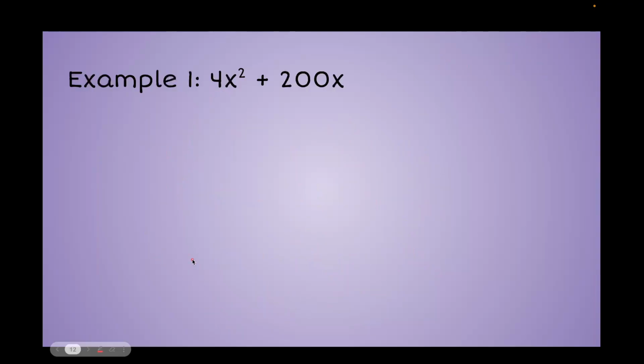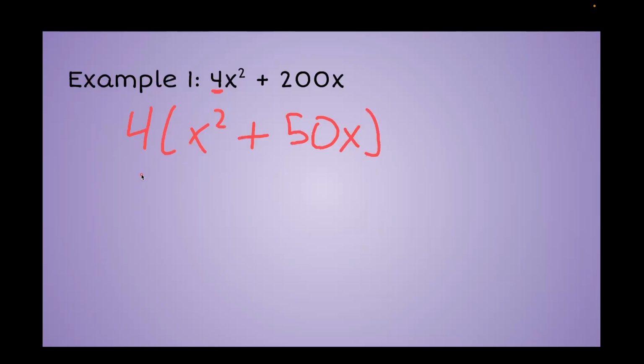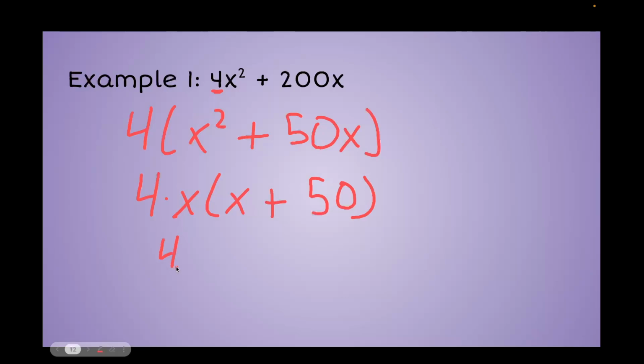And let's do the other way, the faster way. So we still always want to pull out this 4. And then the faster way is also to pull out the x. And once again, you can put it like this, or you can just put it as 4x in the front. X times what is x squared? It's x. X times what is 50x? 50. And yeah, you really don't need this dot. This is really your answer.